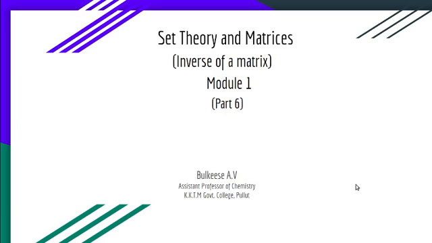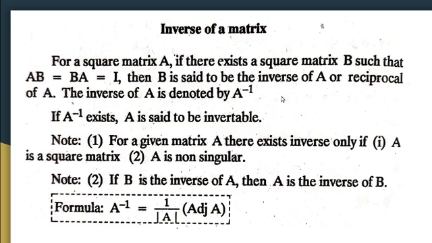Dear students, in your last class we discussed minor, cofactor and adjoint of a matrix. Using those, let us find the inverse of a matrix. So what is the inverse of a matrix? For a square matrix A, if there exists a square matrix B such that AB is equal to BA is equal to I, where I is the unit matrix or identity matrix, then B is said to be the inverse of A or reciprocal of A. The inverse of A is denoted by A inverse.